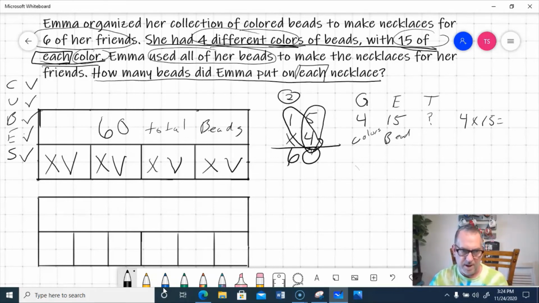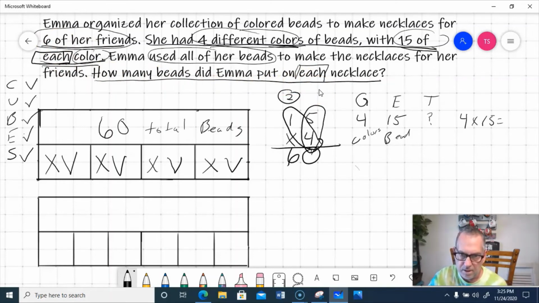So I got another strip diagram down here on the bottom, and let's go ahead and analyze the rest of the problem. The rest of the problem is talking about she's got 6 friends. And Emma used all the beads to make necklaces for friends. What we're trying to find out is how many beads did Emma put on each necklace. So that's talking about equal groups again.